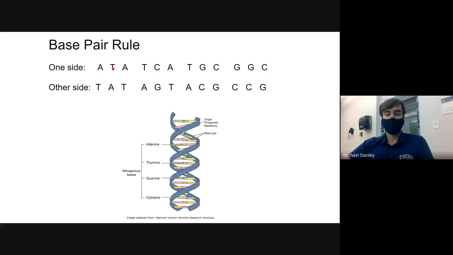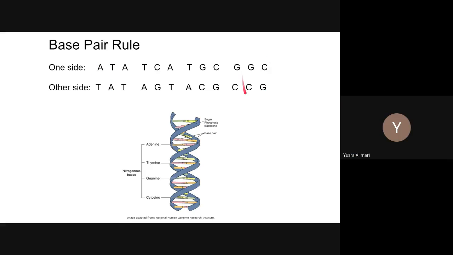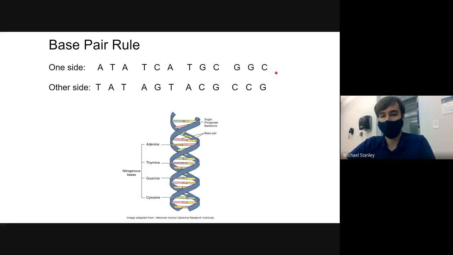A's and T's always go with each other. So A on one side means you get a T. T on one side means you get an A on the other. G's and C's always go together. So a G or a C on one side means you end up with a C or a G on the other side. Very, very good. Excellent work.